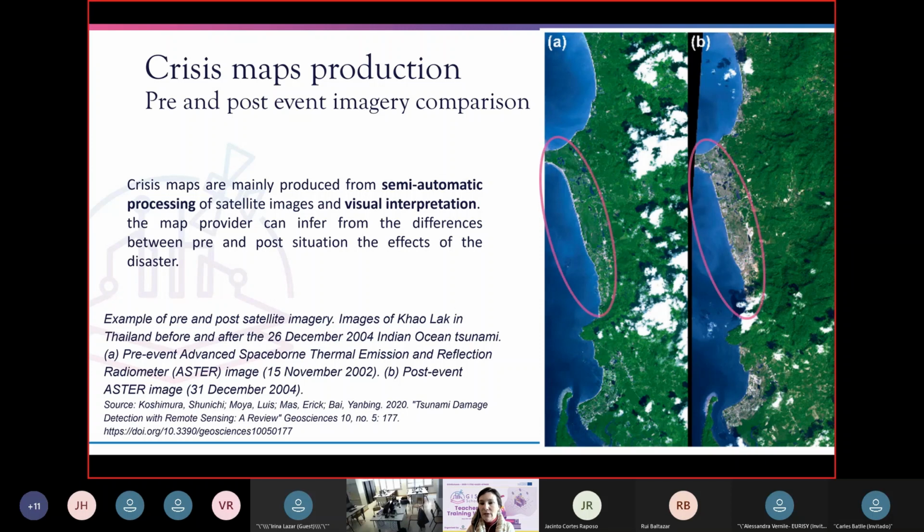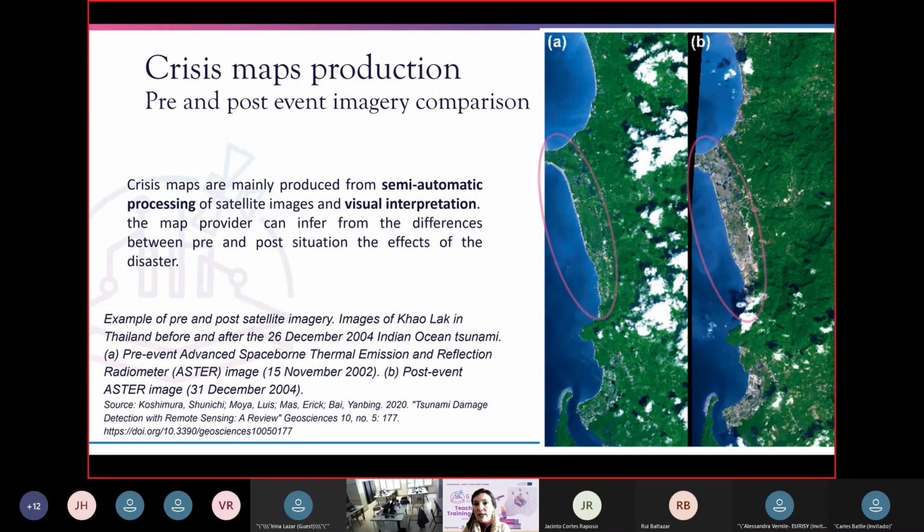How to detect these differences between pre and post imagery? We do it exploiting semi-automatic processing, so exploiting some of the processings that you have learned in these days, but also using visual interpretation, so using the experience of the operator, who with the aid of the tools which are available thanks to the automatic processing, can see which are the tools which are most suitable, and also can set the parameters of these tools in order to detect in the best possible way the damaged area.